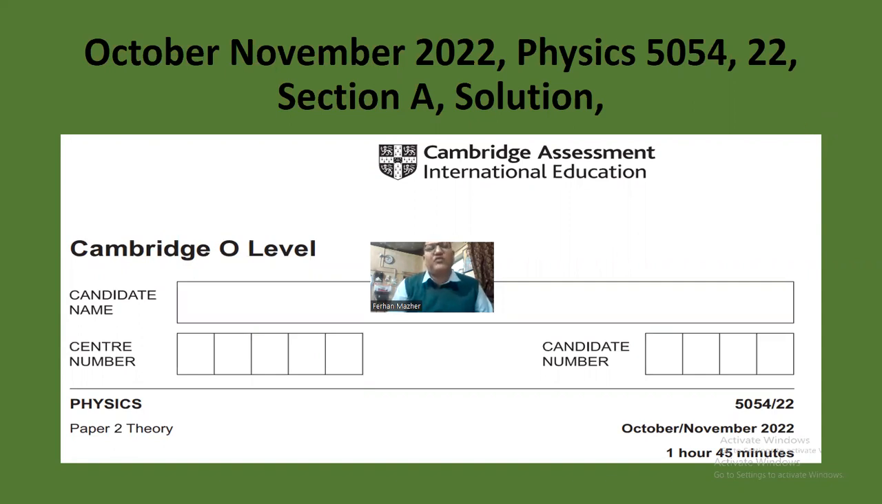Physics 5054. Today we have set our hearts to solve a theory paper, and for this purpose we have selected the October-November 2022 2-2 paper. This paper 2 belongs to Zone 2, or Variant 2. The time allowed for this paper is 1 hour and 45 minutes. So let's start this paper.